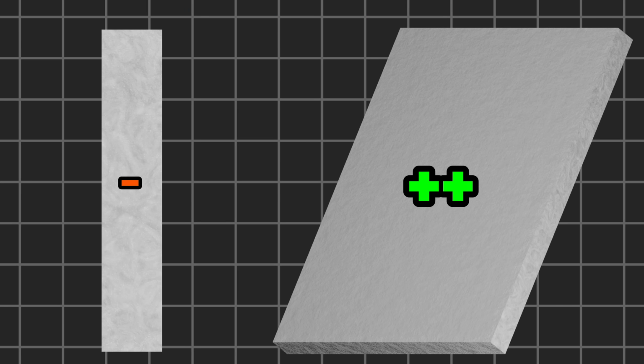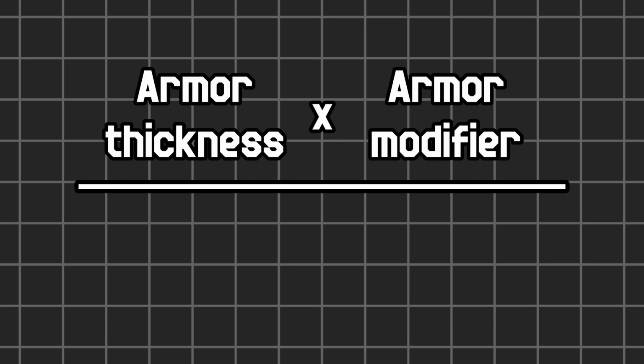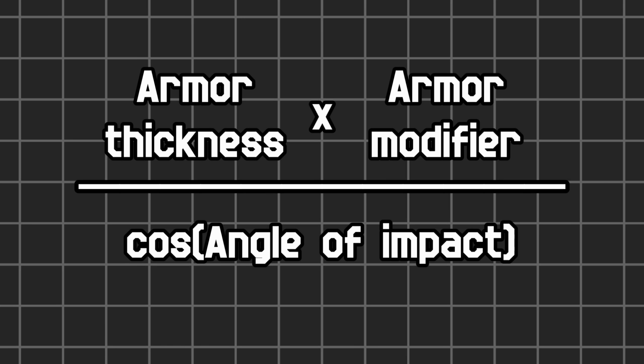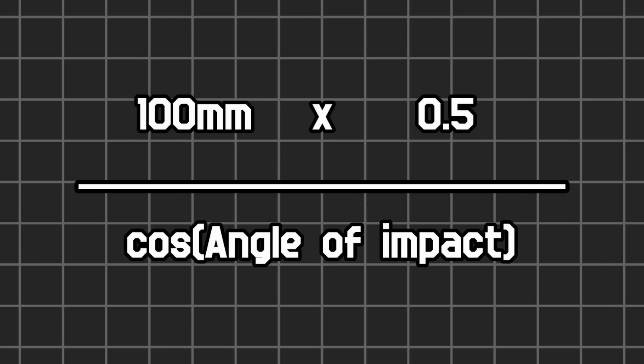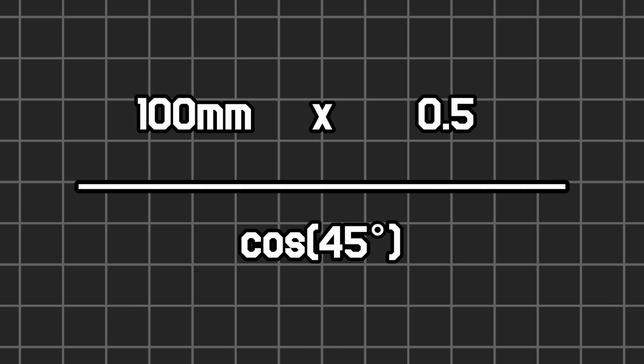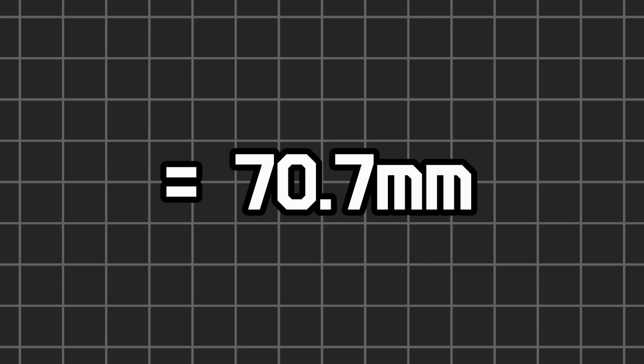There's also the matter of angling. The higher the angle of impact, the stronger the armor. The formula to calculate the effective armor value is the thickness multiplied by the armor modifier divided by the cosine of the angle of impact. To give you a practical example, imagine a 100mm plate of armor with a modifier of 0.5. A tank shell hits the armor at a 45 degree angle. The result is an effective thickness of about 70.7mm. You got all that? Good, let's move on to the types of armor.